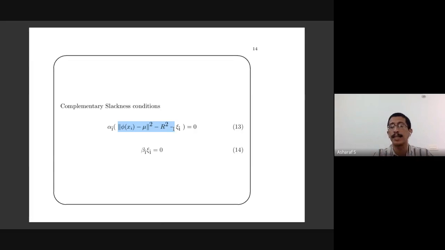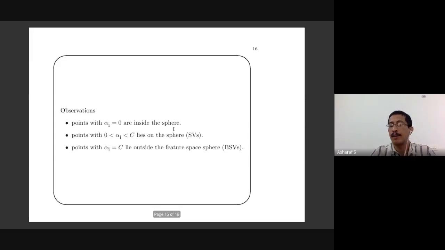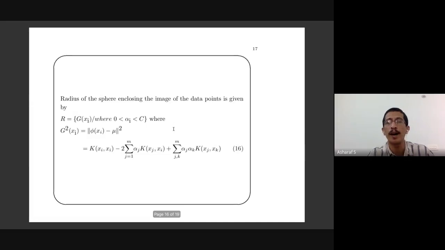So there are three classes of points here. Alpha I is equal to 0 are the points which will be inside. Points with alpha between 0 and C will lie on the sphere, and points which lie outside the feature space sphere are called bounded support vectors, BSVs, in the case of support vector clustering.